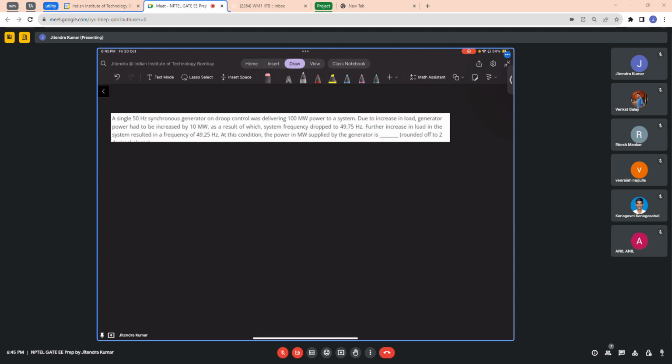So there are two, three conditions. We should move step by step. At 50 hertz, 100 megawatt power was being delivered. So let me write 100 megawatt is equal to, certain characteristics will be there: no load frequency minus that frequency, into slope.